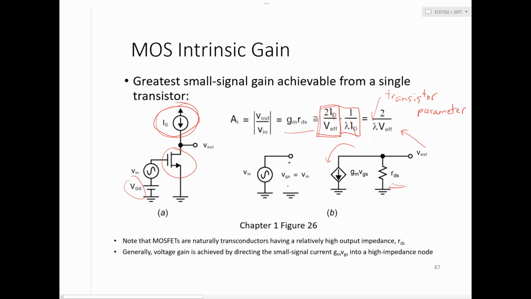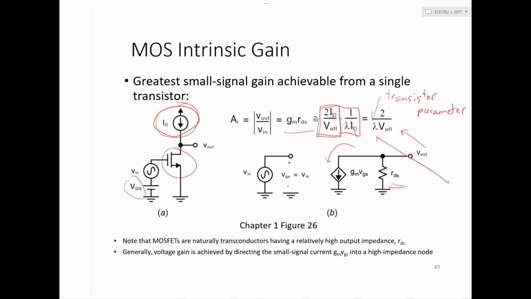Key point here. I think I was a little bit misleading there. So that's one point. For the most gain, you would bias with the smallest V effective, right? I was a little misleading when I said that you don't have direct control over lambda as a designer. That would be the case, assuming that you wanted to stick with, for example, the minimum length transistor available. You'd be keeping L constant.